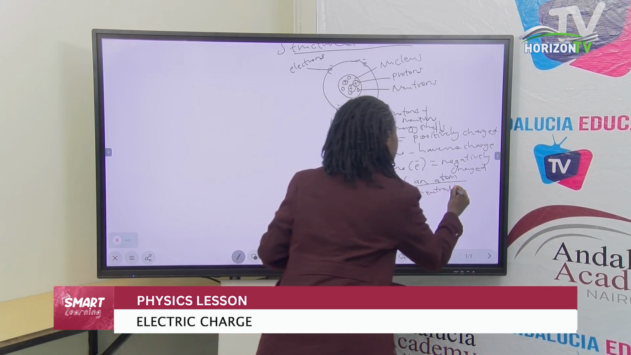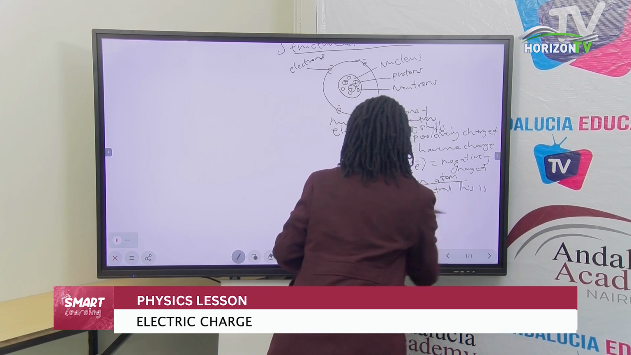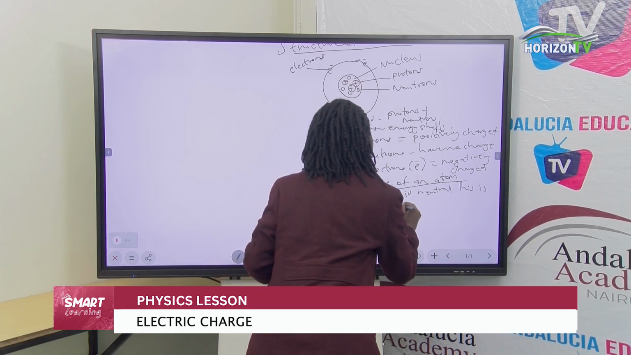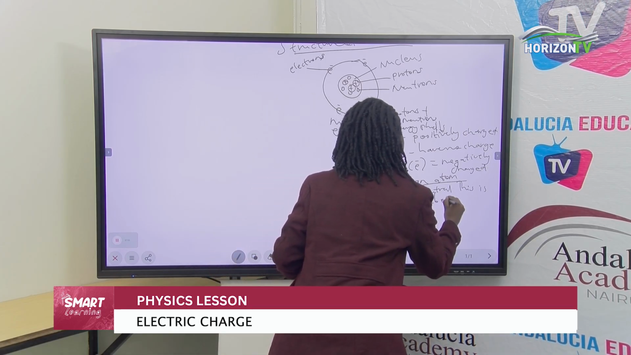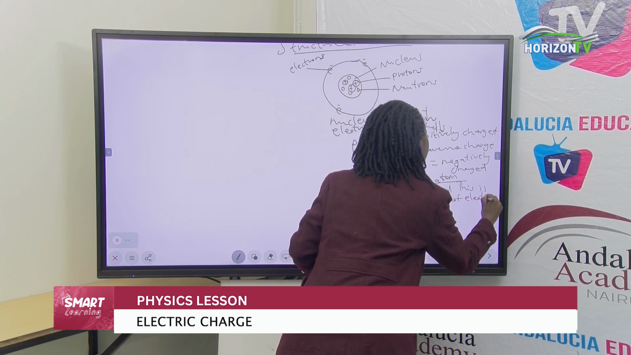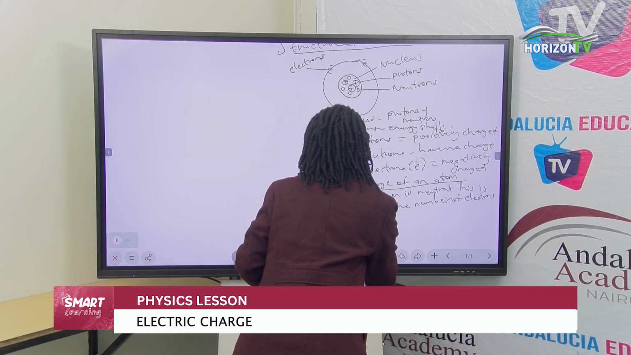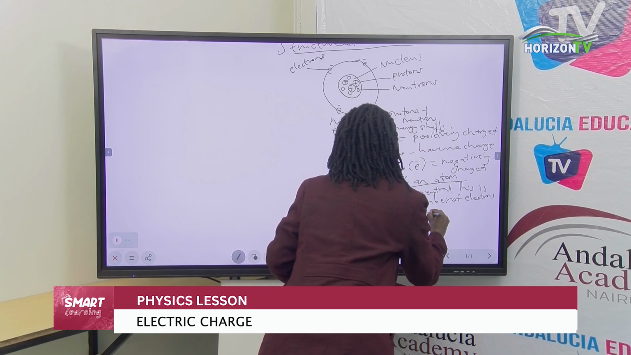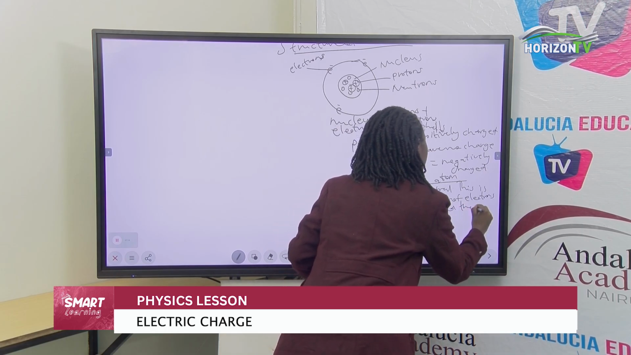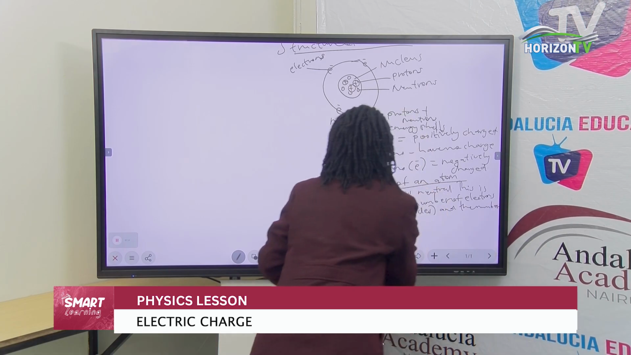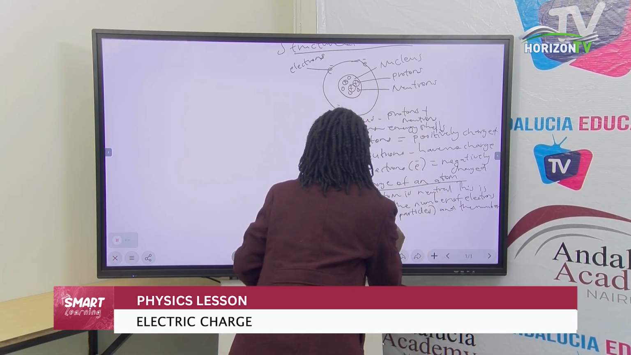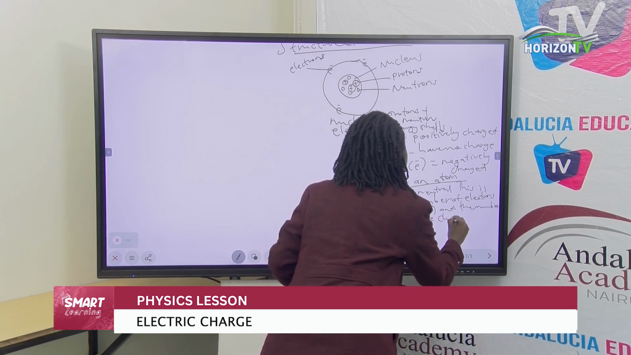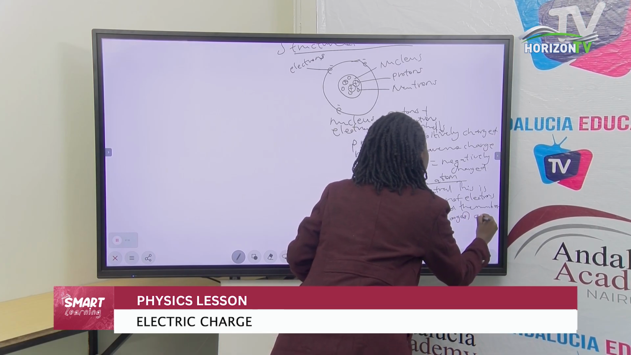This is because the number of electrons, which are negatively charged particles, and the number of protons, which are positively charged particles, are equal.